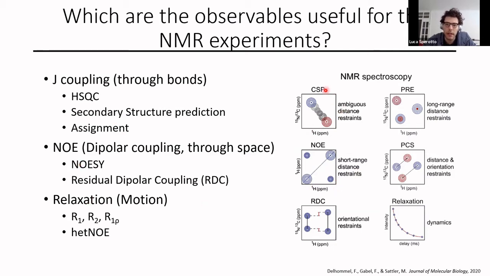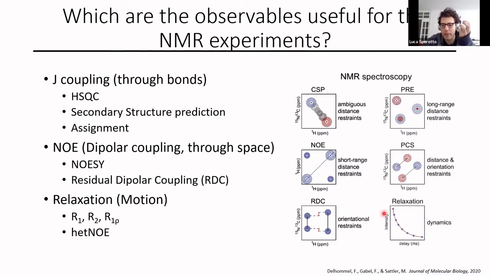And some experiments that work with different observables are these ones. So this is the chemical shift perturbation. Basically you just evaluate the difference in the chemical shifts to try to understand certain things. Or NOE and PRE, that are basically looking at which atoms are next to others, and I will describe them a bit later.